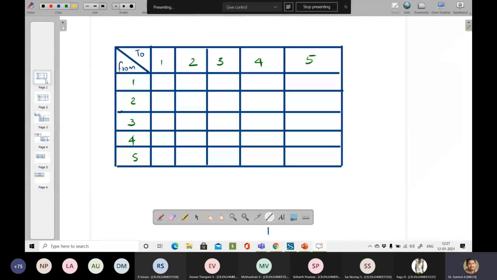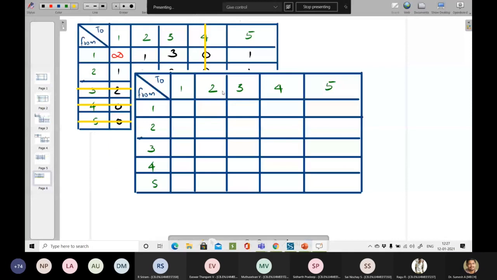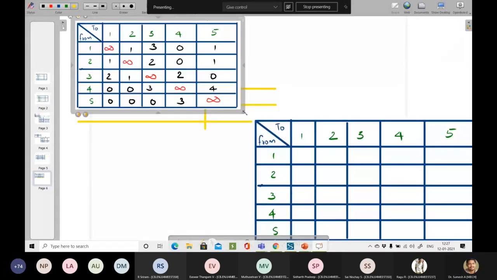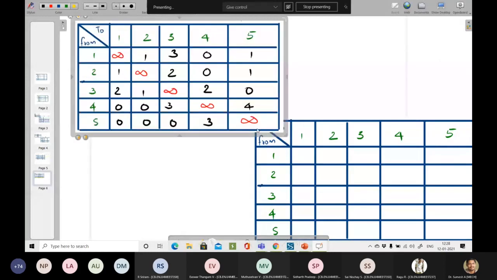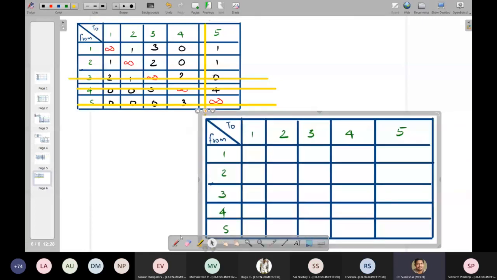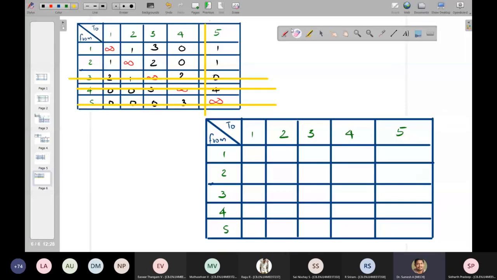Then what to do? Find the lowest in the uncut boxes and subtract it from the values, and at the junction you add it. Okay, so you have told, find the lowest from the unoccupied cells. What is the value? So that is 1.